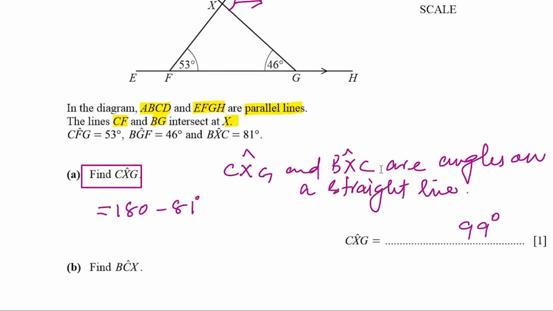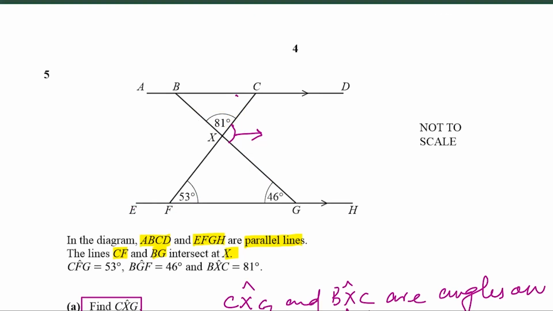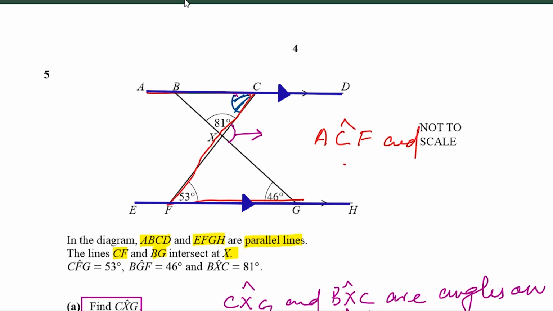Then the next is BCX. BCX is this angle, let's label BCX. The lines AD and EG are parallel. So here we can clearly see, if you consider that this is a Z type thing, in other words, ACF and CFG.